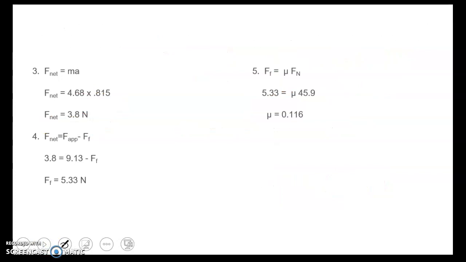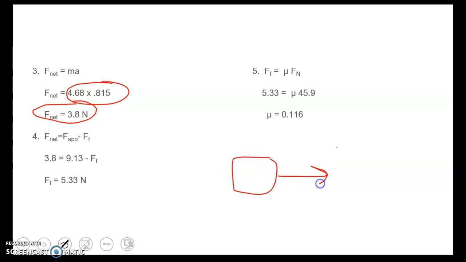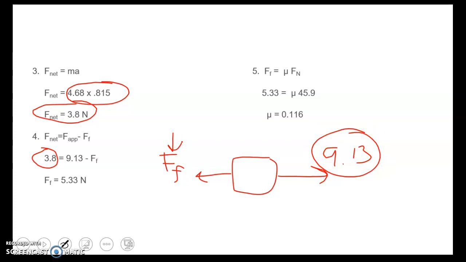Now, my net force is going to be mass times acceleration. I know the mass and I know the acceleration, so I can do that and I can find my net force. So my net force is 3.8. So let's think about this. I have an applied force of 9.13. I have a frictional force that I don't know, but I do know my net force. So my net force is going to equal applied minus friction, which means when I bring the 9.13 over, and then divide by -1, I get a force of friction equal to 5.33 newtons.